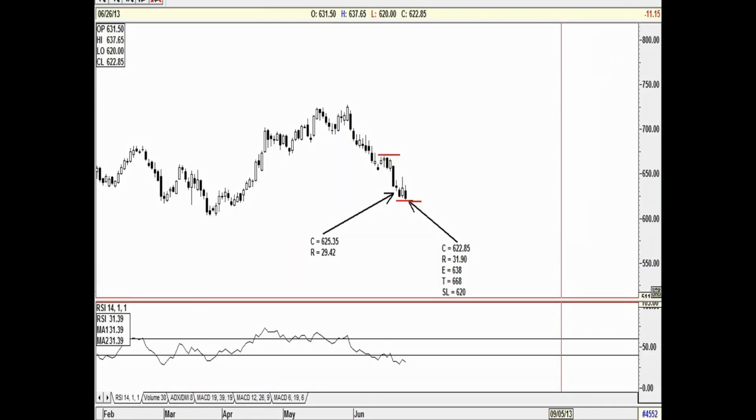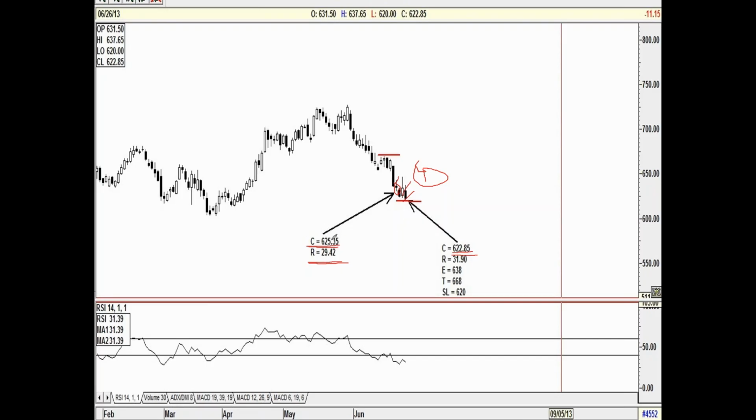So now we are going to trade long on a bullish divergence. Now how is it done? First of all, we know that bullish divergence will occur in a downtrend. So at this bar, the closing price is 625.35 and the RSI is 29.42. At this bar, 1, 2, 3, 4, it is a 4-bar signal. At the 4th bar, the close price is 622.85.